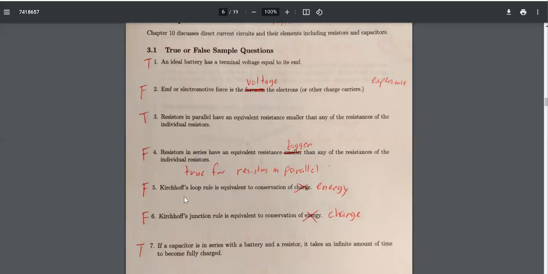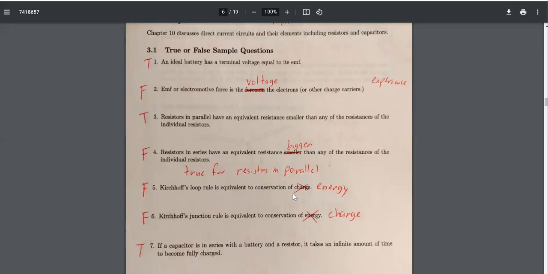Okay. Kirchhoff's loop rule, remember, tells us that the sum of the voltages around a closed loop has to be zero. That is telling us the exact same thing as conservation of energy. That's because as electrons flow around a closed loop, they don't gain more and more energy. Remember, energy is related to voltage. So any energy that they gain has to be lost, which also means any voltage that they gain has to be lost as well.